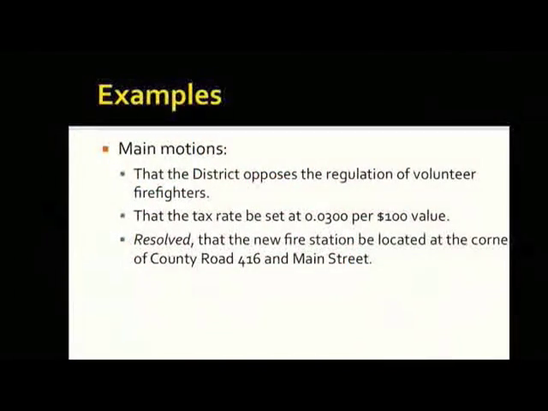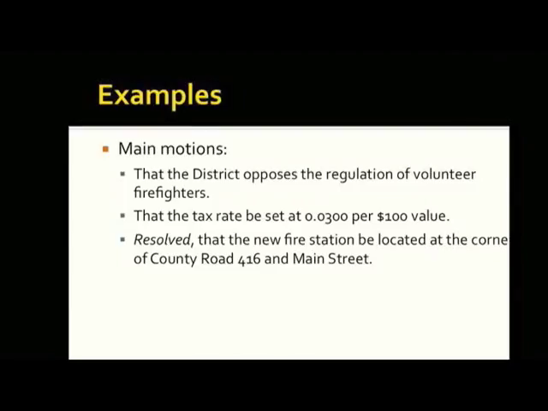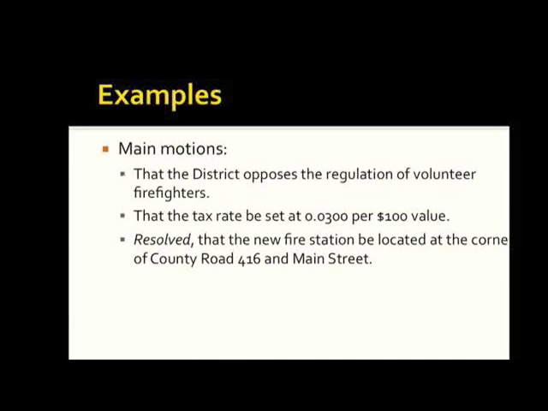So when I talk about motions, let me give you some examples. One example might be, let's say that we're taking a political issue, that the district opposes the regulation of volunteer firefighters. Maybe earlier this year when the legislature was in session, there might have been some issues that you were concerned about, for example. Or it could be something that might come before another body, your commissioner's court or maybe the city council. So one motion might be a resolution just to take a position that the district opposes the regulation of volunteer firefighters.